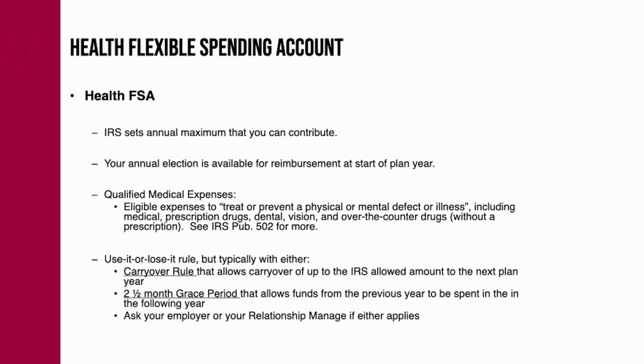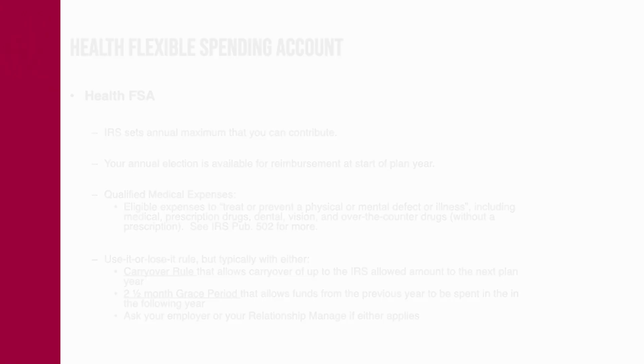As I stated, it is important when deciding on your annual election that you'll be able to use all of the money you set aside because there is the use it or lose it rule. But typically plans have either a carryover rule that allows you to carry up to whatever the IRS allows to the next plan year, or a 2.5 month grace period that allows funds from the previous year to be spent in the following year. Ask your employer or your relationship manager if either applies.